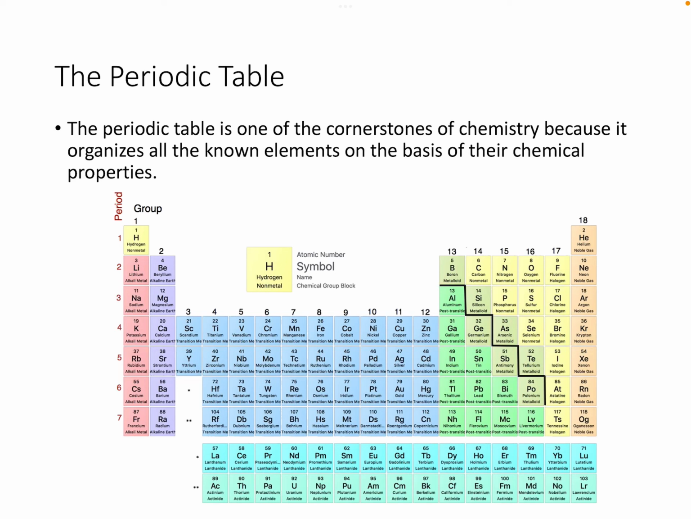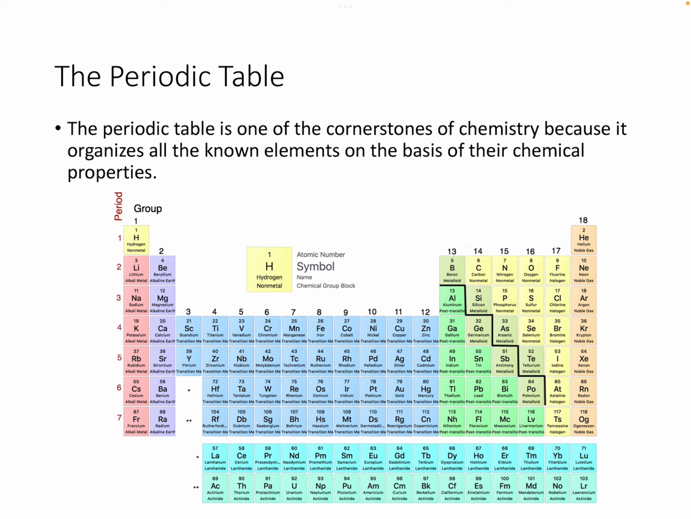Hello, in this video we're going to go over the organization of the periodic table. Now, the periodic table is one of the cornerstones of chemistry because it organizes all of the elements on the basis of their chemical properties. So what we're going to find is that all of the columns in the periodic table contain elements that have similar chemical properties. But we'll also notice some other trends in the periodic table as well.